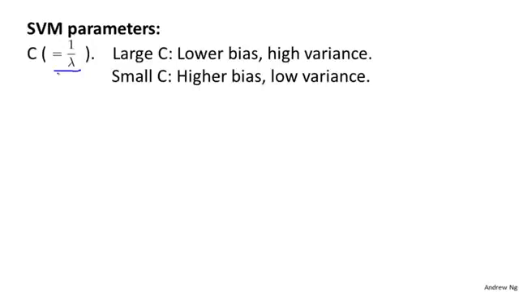So if you have a large value of C, this corresponds to what we had back in logistic regression of a small value of lambda, meaning not using much regularization. And if you do that, you tend to have a hypothesis with lower bias and higher variance. Whereas if you use a smaller value of C, this corresponds to using logistic regression with a large value of lambda, and that corresponds to a hypothesis with higher bias and lower variance. And so a hypothesis with large C has a higher variance and is more prone to overfitting, whereas a hypothesis with small C has a higher bias and is thus more prone to underfitting.